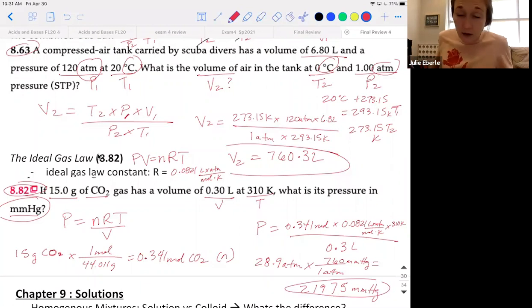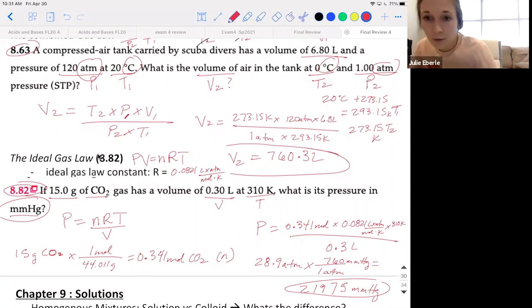So we use the ideal gas law, but we had a couple extra steps. We had to convert grams to moles, and then we had to convert pressure to millimeters mercury in the end. But that's an example with the combined gas law and ideal gas law.